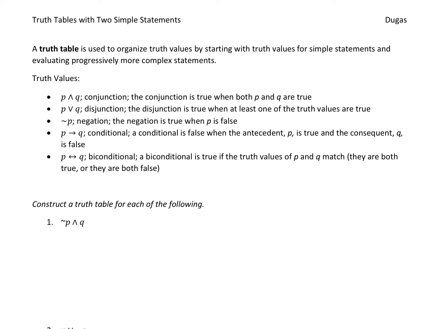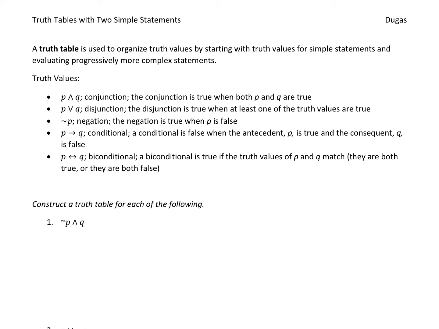And then finally, the biconditional statement. This is true if the truth values of P and Q match. So if P and Q are both true, then the biconditional is true. If P and Q are both false, the biconditional is true. In this case, if the truth values match, then the overall biconditional statement is true.